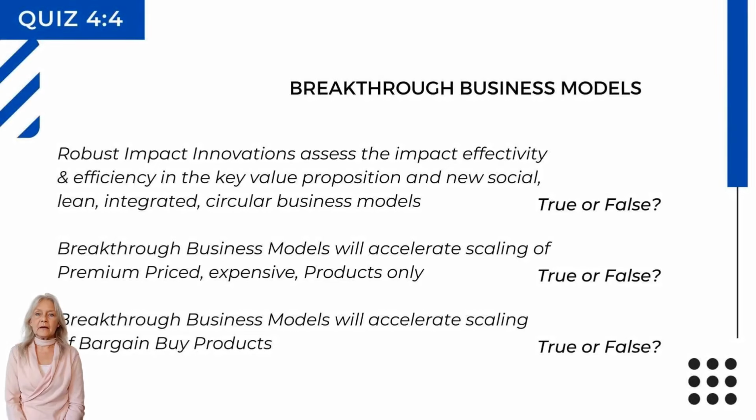Question: Robust impact innovations assess impact effectivity and efficiency, the key value proposition and new social, lean, integrated, circular business models. Stop. True, plus materiality, partner synergy and tailoring for clients and global goal contribution. Question: Breakthrough business models, BBMs, accelerate scaling of premium-priced, expensive products only. Stop. False. Elkington's list of BBMs shows for instance the bottom of the pyramid, customization, freemium, no frills and more. Clear examples of bargain by impact value proposition.